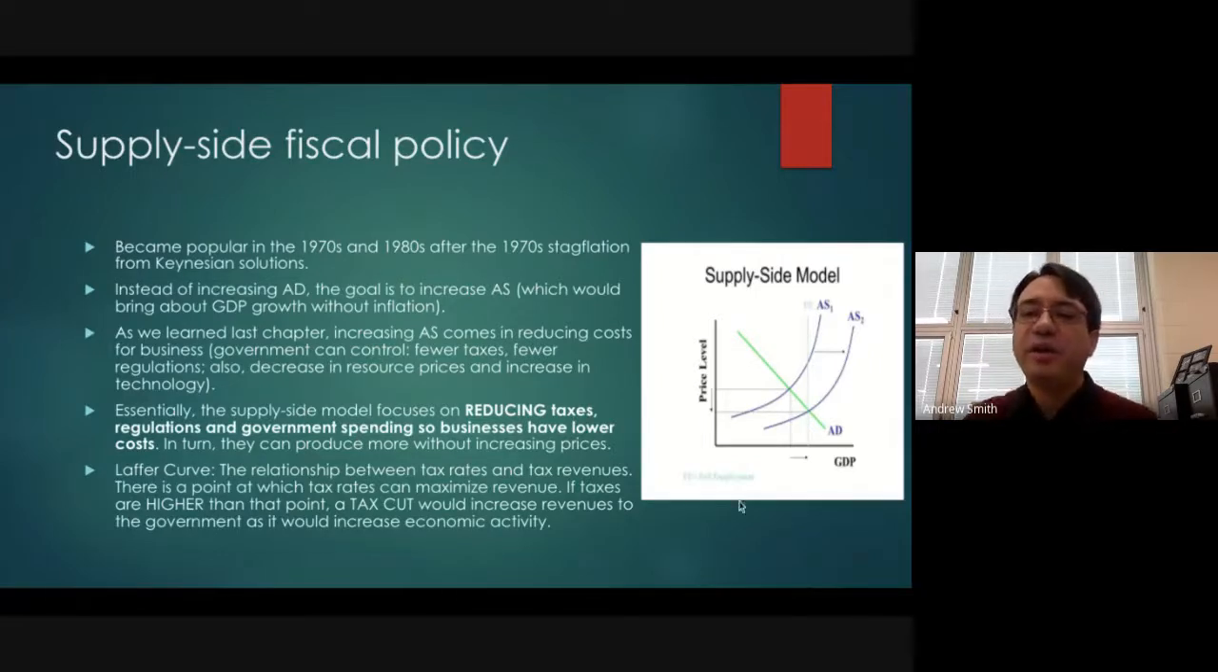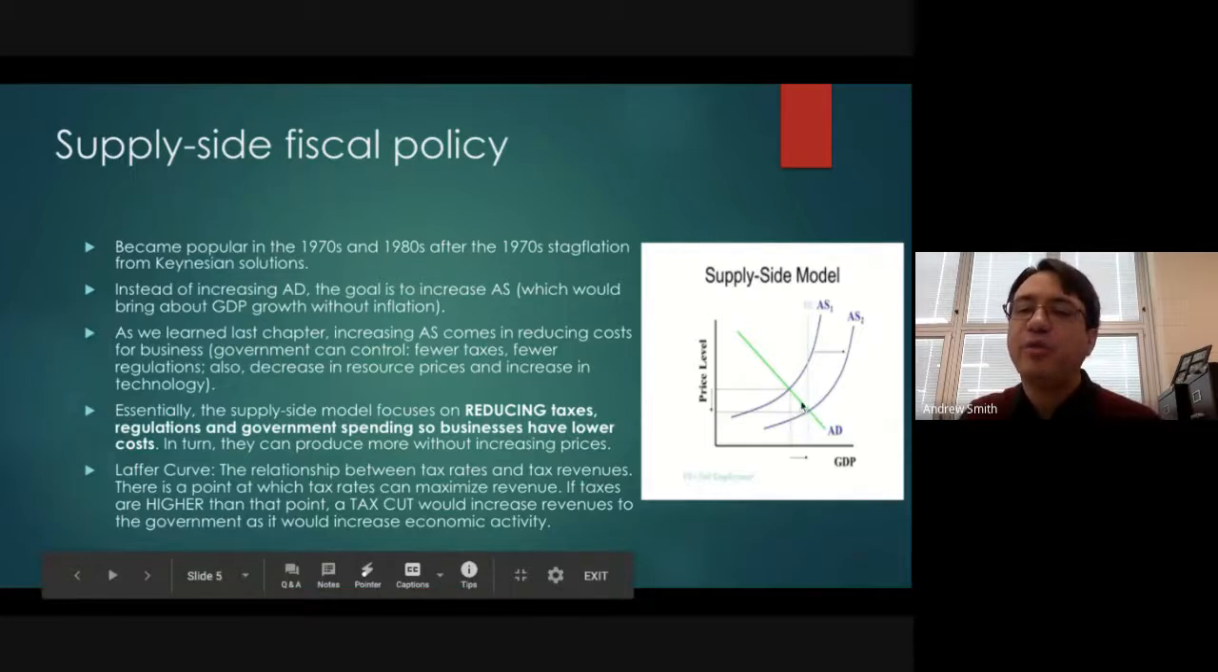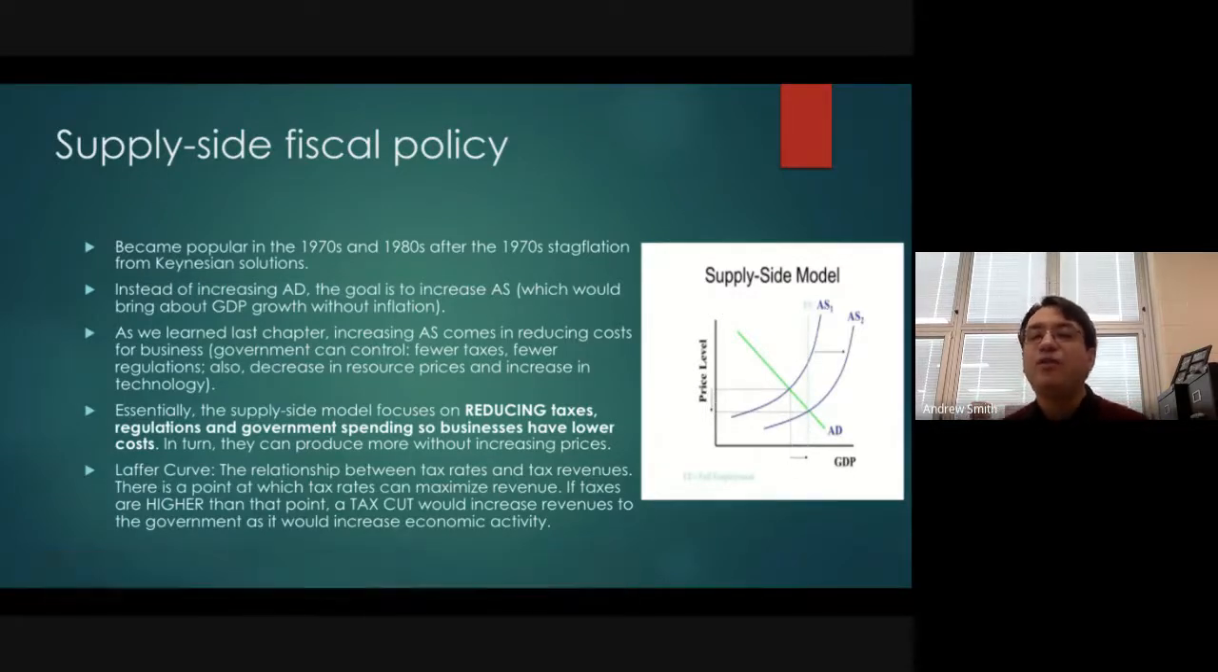Okay. And notice here, as the aggregate supply curve moves to the right, we move down the aggregate demand curve. We have an increase in real GDP, but there's a decrease in the price level. Okay. And so again, the supply side model is based on the idea of reducing taxes, reducing regulations, and also reducing government spending.